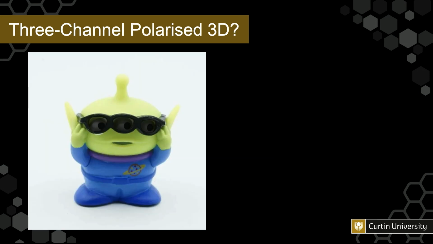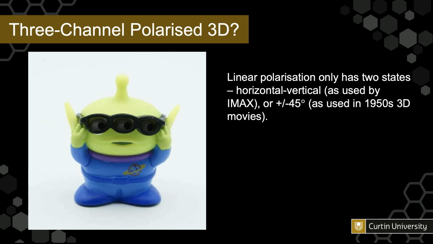So let's look at polarised glasses and whether that would be possible. We'd want to provide them with a full colour view, and polarised 3D glasses would allow a full colour view. So let's look at linear polarisation, and for 3D purposes, IMAX usually uses vertical and horizontal. Other previous 3D techniques used plus or minus 45 degrees, but there's only two states of linear polarisation. There's no third state, so I don't think we could actually use linear polarisation for a three-channel pair of polarised 3D glasses.